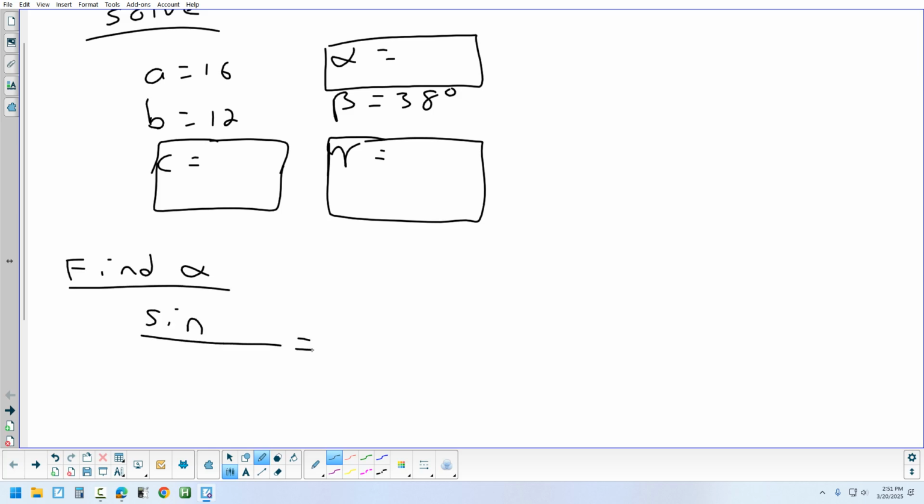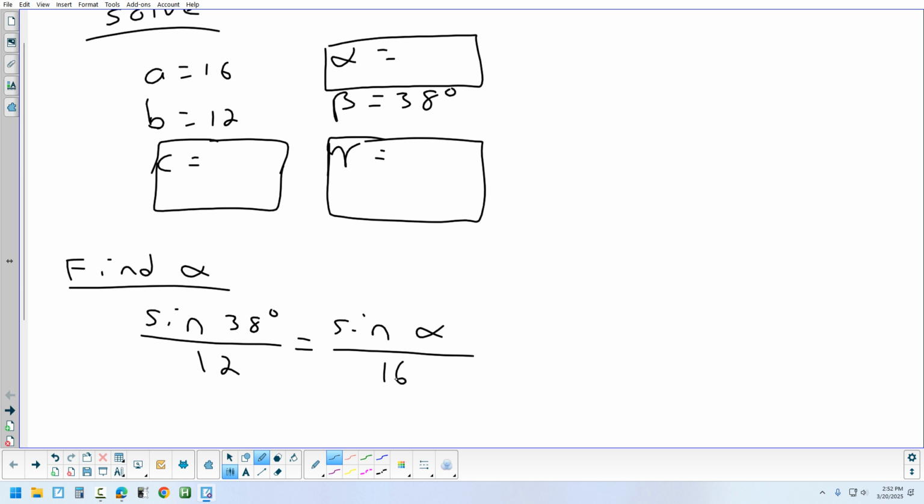So we're going to set it up using our law of sines proportion. And what could I put on the left-hand side using the information from the row that has everything in it? Sine 38 over 12. Perfect. Sine 38 over 12 equals, and then what goes on the other side? Sine of alpha over 16.